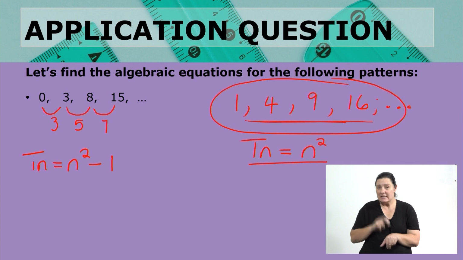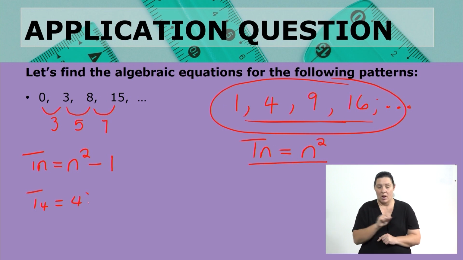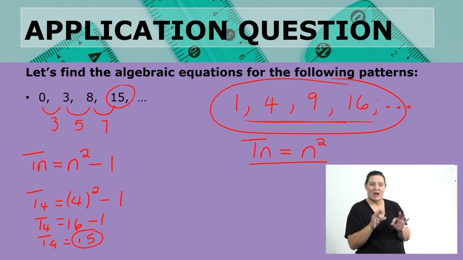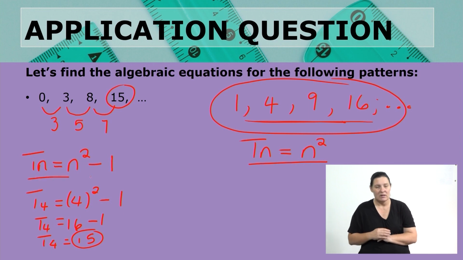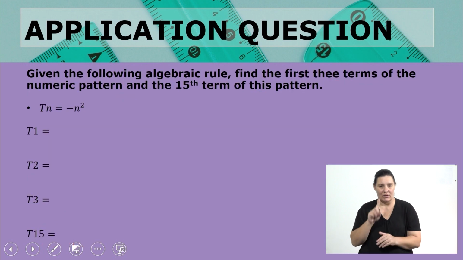And if we need to test if this formula is correct, let's take the fourth term, for example. Now, our fourth term would be 4 squared minus 1. That would give us 16 minus 1, and we know that 16 minus 1 is going to give us 15. And if you check, that is the value of our fourth term. So it means that the algebraic equation for this pattern is Tn equals n squared minus 1. Let's move on to the next question.